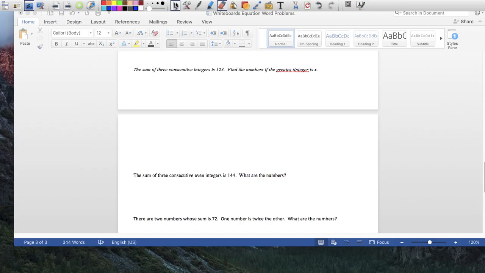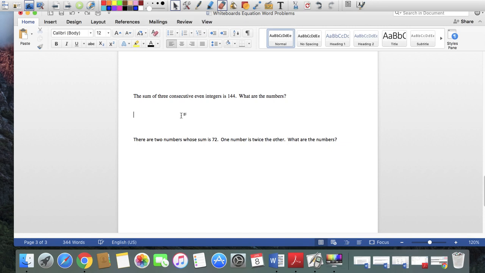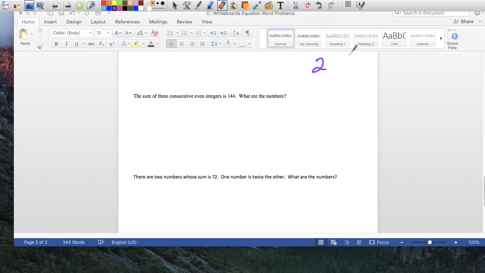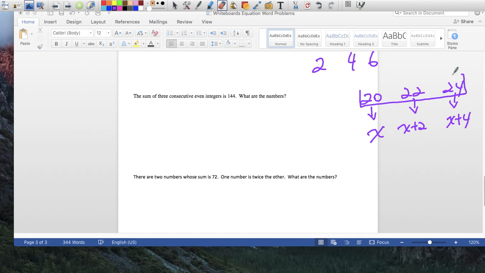Now this one says the sum of 3 consecutive even integers. So think about what even integers are. Well, we're talking about numbers like 2, 4, 6, 8, 10, skipping by 2s, 20, 22, 24. So let's imagine we call 20 x. If we call 20 x, what would we call 22? Well, it'd be x plus 2. And how can we represent 24? 24 would be x plus 4, right? So I'm not saying 20, 22, and 24 are the numbers, but this is how they would be represented.